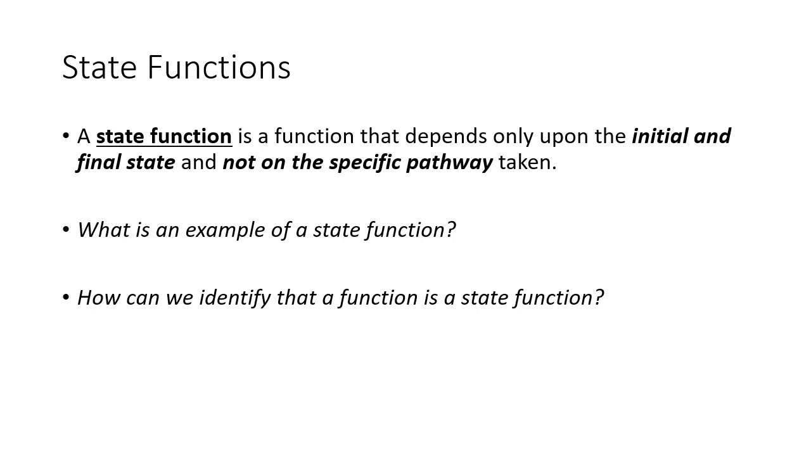There are 2 different kinds of functions: a state function and a path function. A state function is a function or measurement that depends only upon the initial and final state and not the specific pathway taken. A good example of a state function is a temperature change. If I tell you that the temperature has changed 15 degrees, we don't know what path it took to get that 15-degree change. We just know that it's changed 15 degrees.